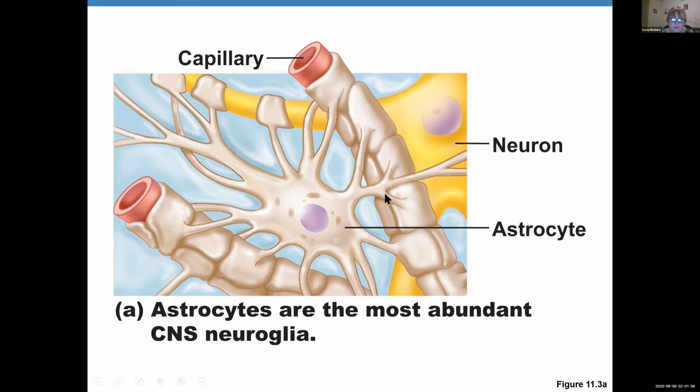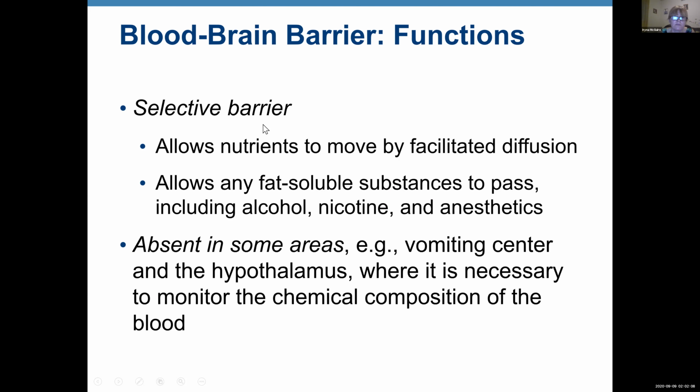Here's another diagram. You can see astrocytes and feet, right? And how they cover capillaries of the brain, forming this blood-brain barrier. Its selective barrier allows nutrients to move by facilitated diffusion, and allows any fat-soluble substances to pass, including alcohol, nicotine, anesthetics. Absent in some areas, like the vomiting center and the hypothalamus, where it is necessary to monitor the chemical composition of the blood. So if you need to monitor the chemical composition of the blood, you cannot have this barrier, otherwise substances cannot penetrate.